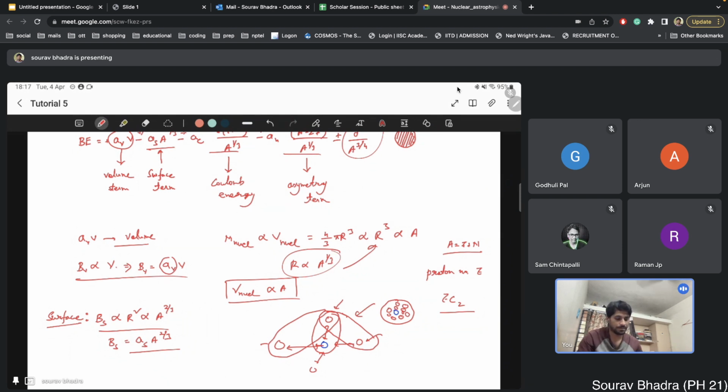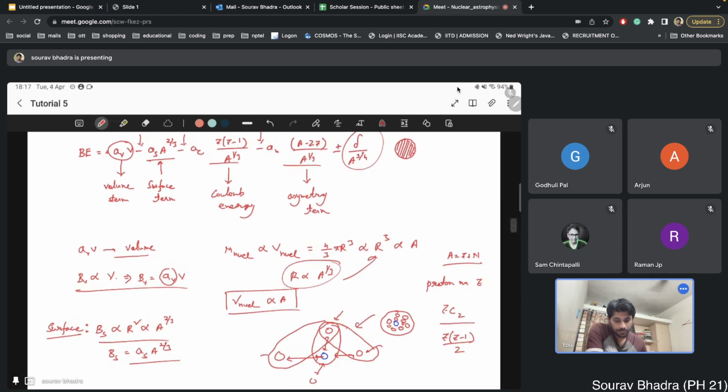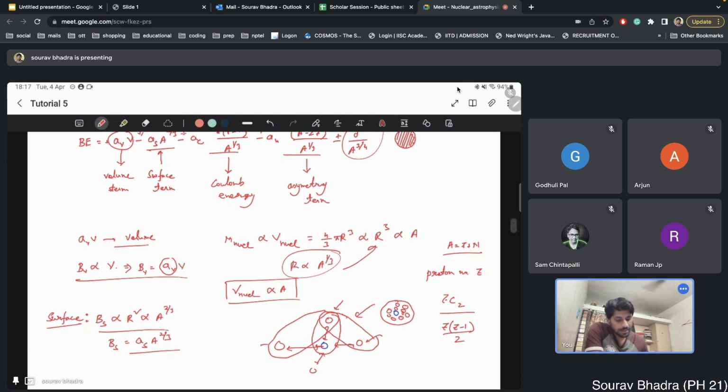This is basic mathematics. Suppose you have Z number of particles and you want to take two particles from them, then you can select them in ZC2 ways, and if you expand it, it will be Z into Z minus 1 by 2. That means this number of pairings can be formed inside a nucleus which has Z number of protons, and this is the number of pairings.